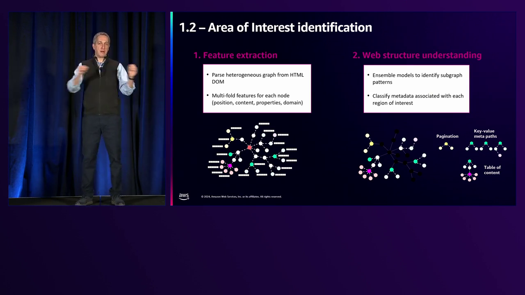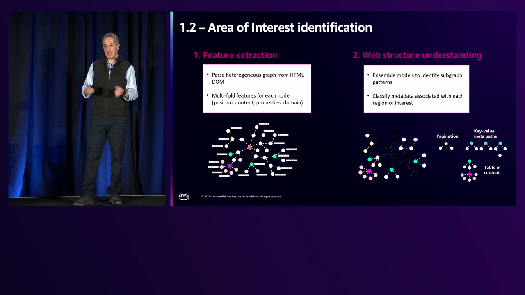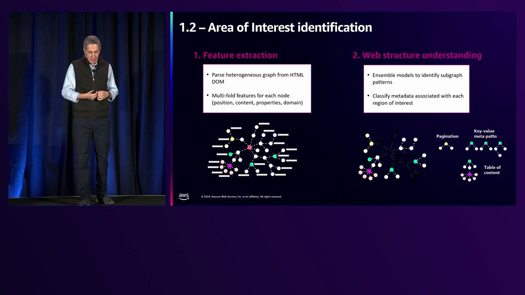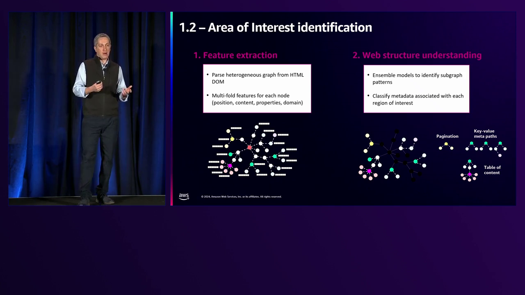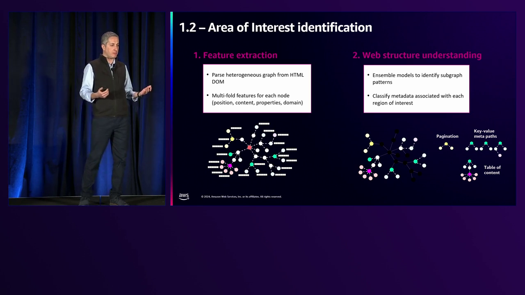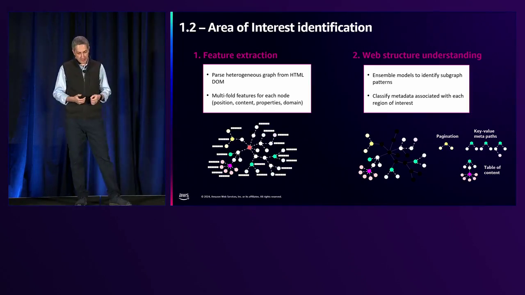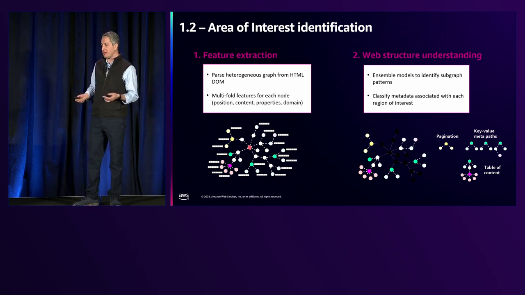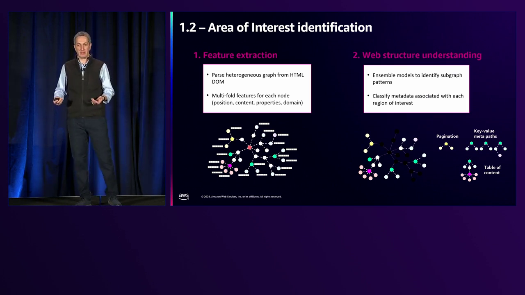With that meta path in that graph, we can train an ML model that classifies that meta path into the classes that we are interested in. And that's how we are resolving that issue with scaling up traditional web crawlers. So instead of anchoring to an XPath, we classify a meta path.